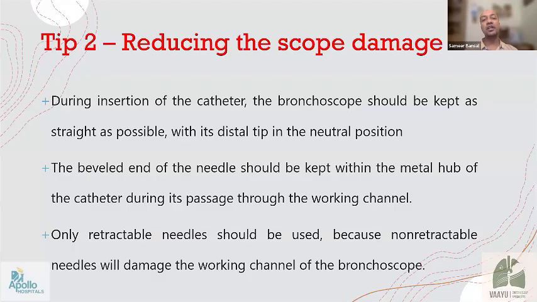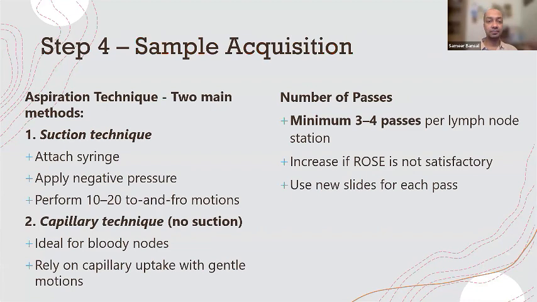So another tip is how to reduce the scope damage. During insertion of this catheter and the needle, which is the sheath and the needle, the scope should be kept as straight as possible. This is important. The distal tip should be in neutral position. Again, because if it is bent, in case the needle is not inside, it may damage the scope sheath. The beveled edge should be kept within the metal hub of the catheter during its passage through the working channel, and use only retractable needles, because non-retractable ones again can damage the working channel.